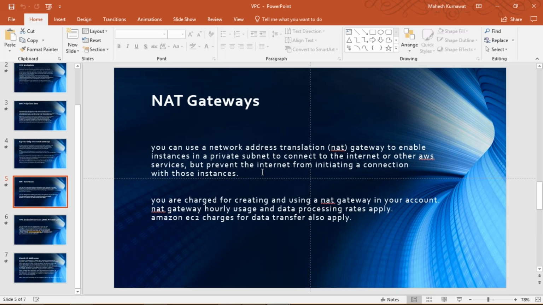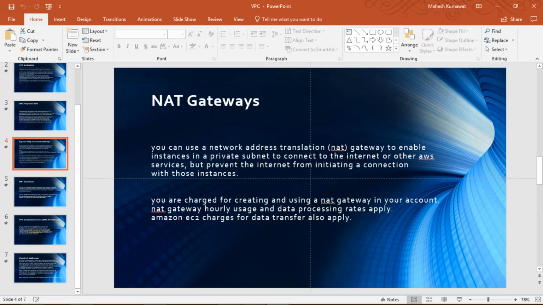NAT gateway. Suppose you have specific instances in your environment, and you have to communicate with the outside world. Then you have to create a NAT gateway. It's network address translation, public to private, private to public. Suppose there is a database server, and it has to communicate with the public internet. You cannot map a public IP address, so you have to go for NAT. So you can provide limited internet access to your database server.